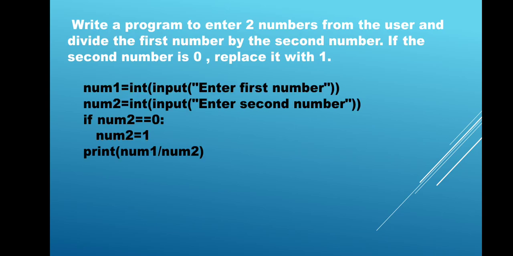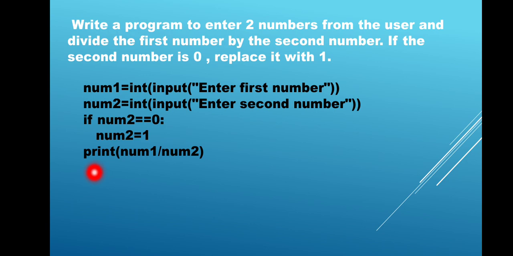See, in this example, I have first taken the value of the first number and stored in the variable num1. Then I have entered a second number and stored in the variable num2. After that, I have checked the value of num2. If num2 double equal to 0, then inside the body of if I have written num2 is equal to 1. That is, I am changing the value of num2 to 1 when the value of num2 is 0.